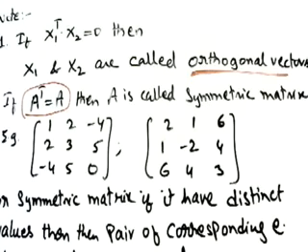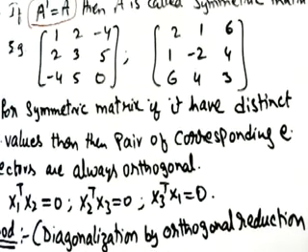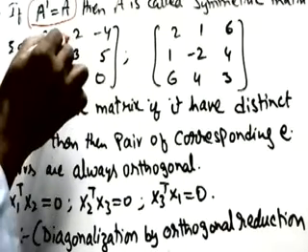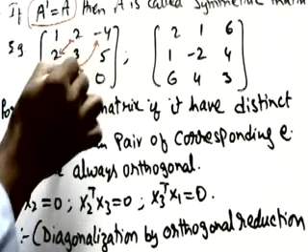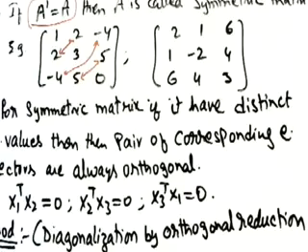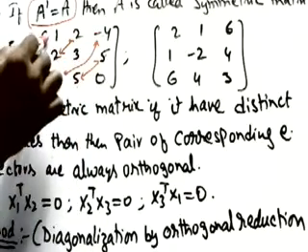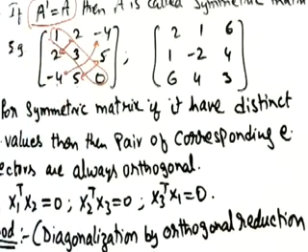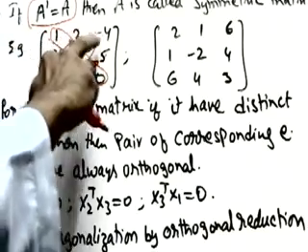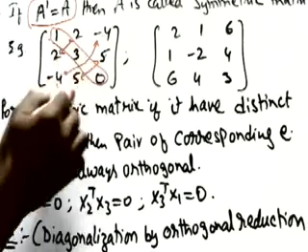A transpose equals A, then A is called a symmetric matrix. Now see an example, you must understand symmetric matrix. These two values will always be equal. You see these two are equal, and these two are equal, and these two are equal. Both 2, both minus 4, both 5. Whatever the values in the diagonal, no problem. These numbers can be any numbers, but if this 2 and this 2 and this 2 are equal, then this will be a symmetric matrix.